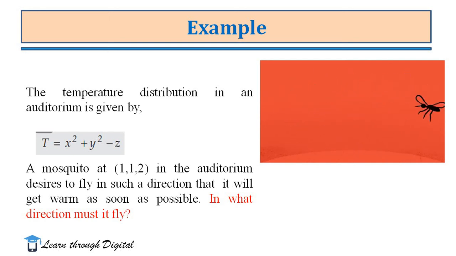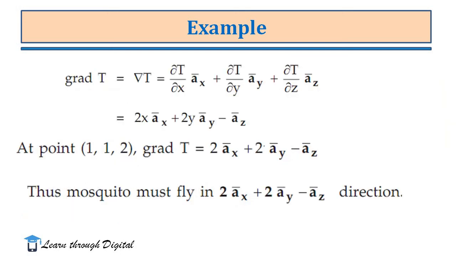The question is, we have to find the direction of the mosquito, where to fly in the auditorium. We have to calculate the gradient at point (1, 1, 2). The scalar function is given, T is equal to x square plus y square minus z. Gradient T is equal to del T. The given T is in a Cartesian coordinate system. So, we recall that grad T is ∂T/∂x a_x vector plus ∂T/∂y a_y vector plus ∂T/∂z a_z vector. Now we differentiate T with respect to x, the second term with respect to y, and the third term with respect to z. We will get 2x a_x vector plus 2y a_y vector minus a_z vector.